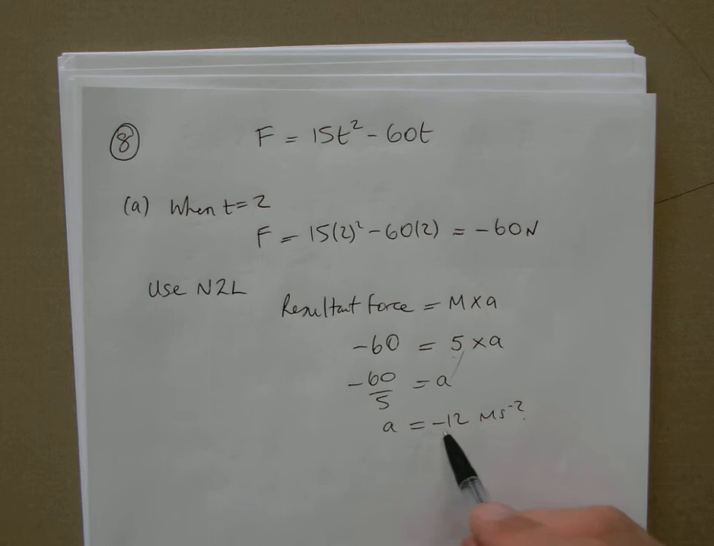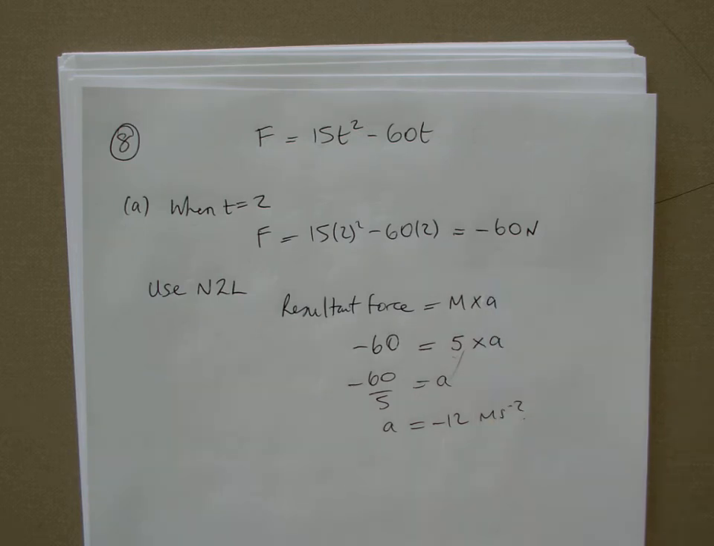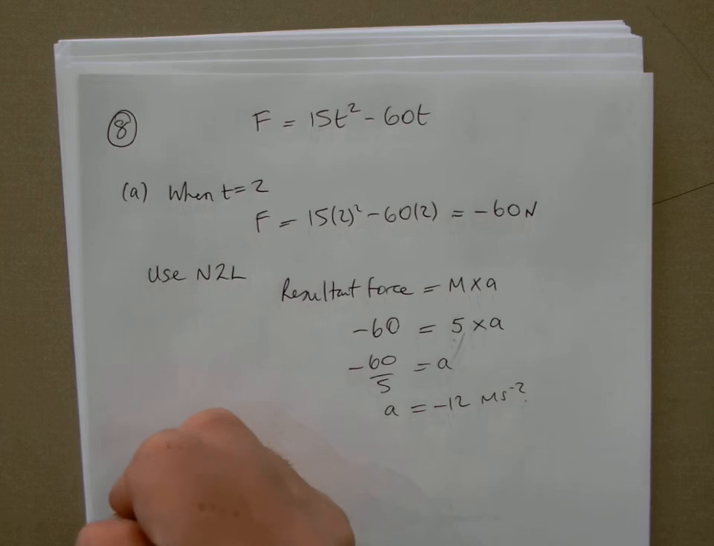So acceleration here means that this thing is slowing down because there's a force opposing the motion. The force is minus 60, so it's slowing it down. Hence why we have a deceleration or a negative acceleration.